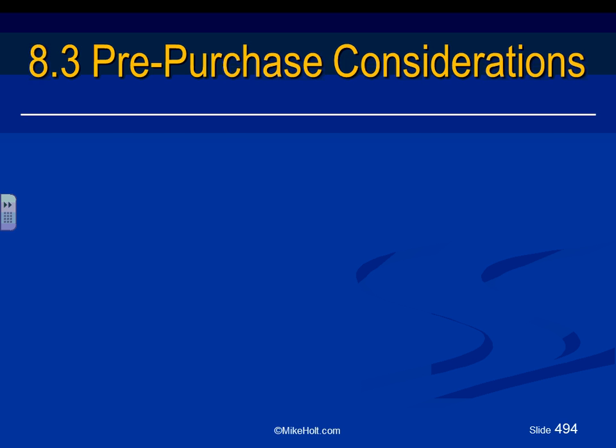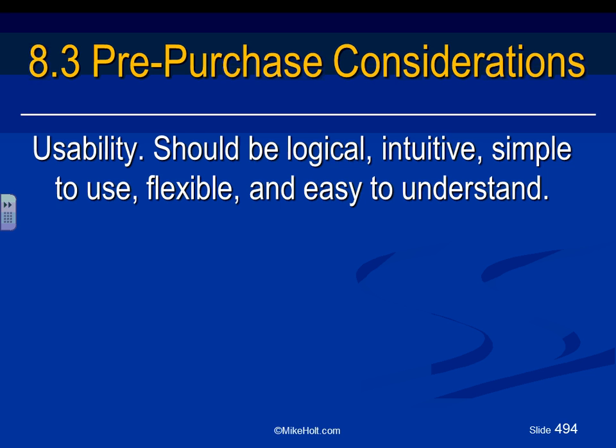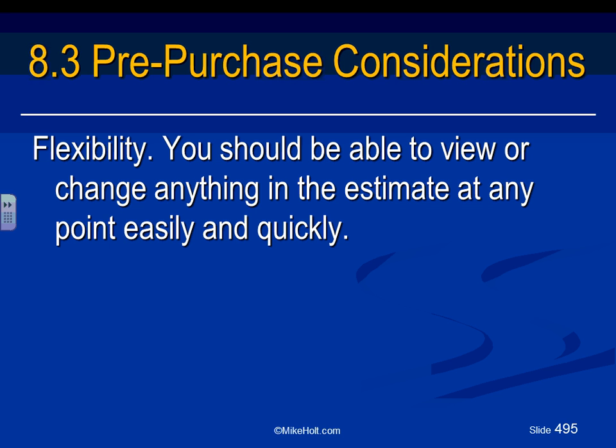Pre-purchase consideration. Before you buy estimating software, guys, there are a couple of things you have to do. Usability should be logical. Before you decide on McCormick or Accubid, there are at least 5 or 6 software packages that do estimating, and McCormick and Accubid are two of them. Is it logical, intuitive, simple to use, flexible, and easy to understand? These are the things you need to keep in mind before you decide on a software. I know you guys are probably entry level and you're not going to be deciding it, but Kerry, take this one to your boss.